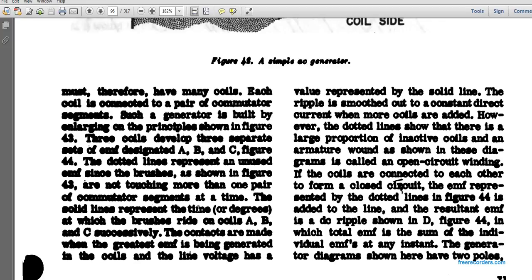The solid lines represent the time and the degrees at which the brush is idle on the coils A, B, and C. Successive contacts are made with the greatest EMF generated by the coils, and the line of the voltage has a value represented by the solid line.